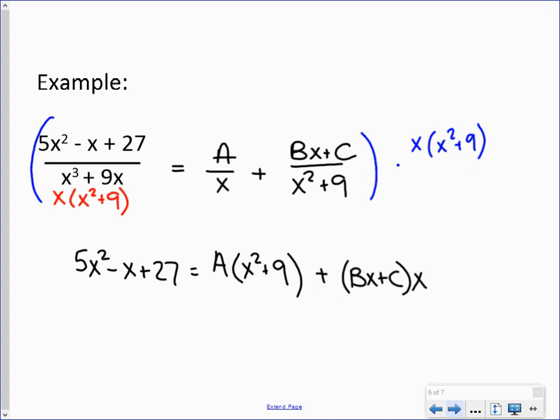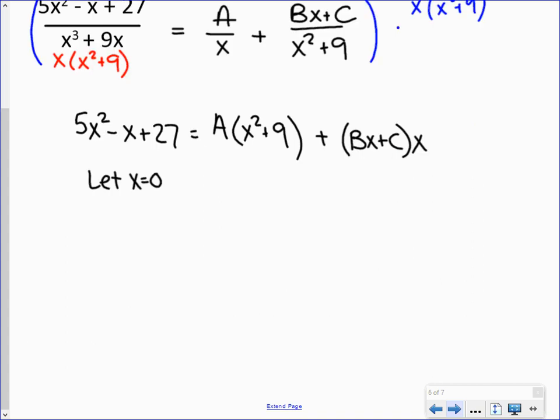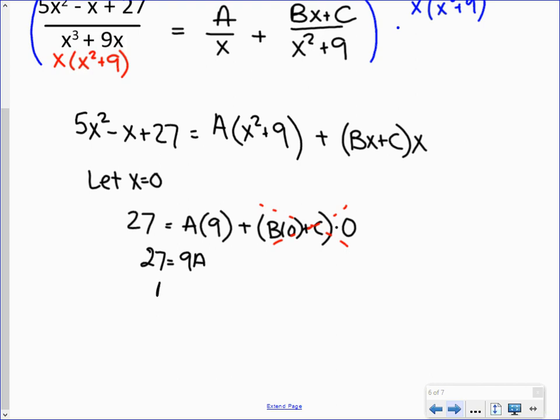Any strategies we could use for step 4, solving for the constants? Let x equal 0. Yep. So let's let x equal 0. On the left side we're just going to get 27. Then we're going to have a times 9 plus b times 0 plus c, but then that all gets multiplied by 0. So I hear people saying a must equal 3.